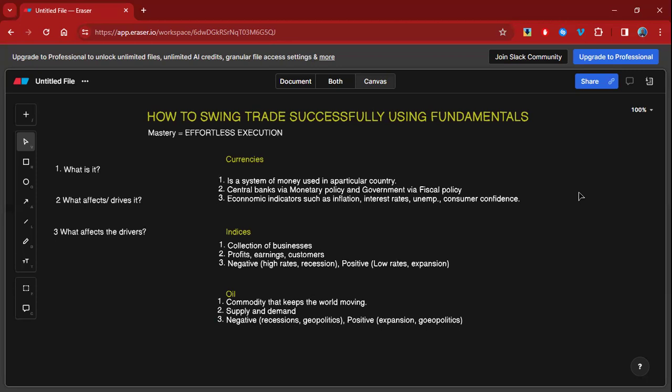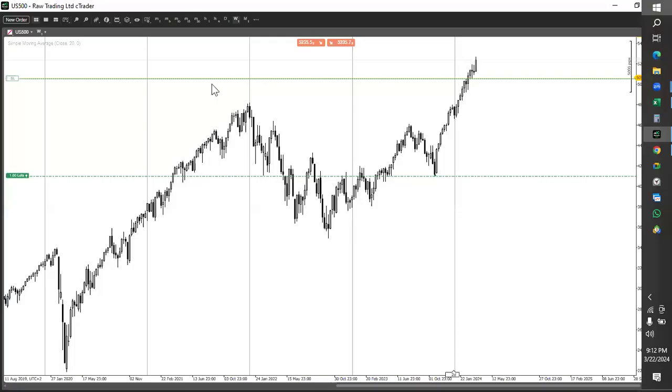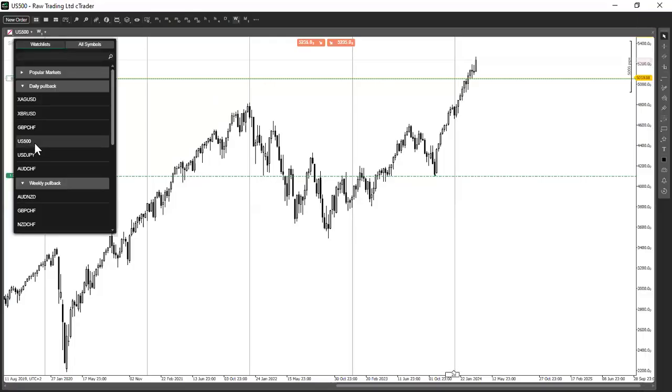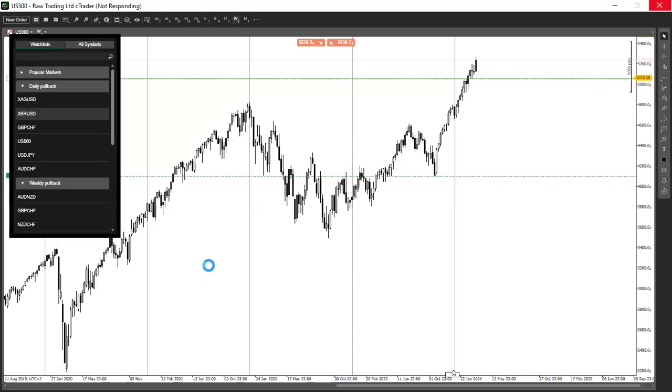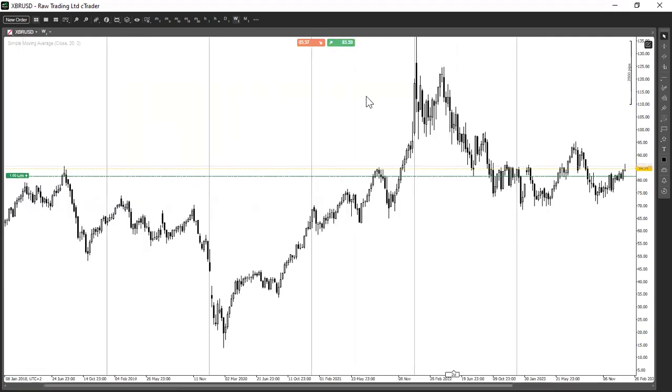So now we're going back to our chart examples. In this case, we're not going back to the spreadsheet; we're going straight into a chart. We're going to look at oil, and of course take into account what I said: whenever there's a recession, it's negative for oil.